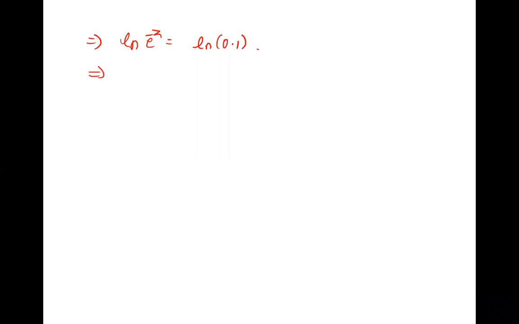Now ln and e get cancelled. Z comes down with the sign, so minus z. As log of e raised to something is that something only, this is the formula. Log of e raised to x is x itself. So log of e raised to minus z is minus z itself. Is ln 0.1? What is ln 0.1?